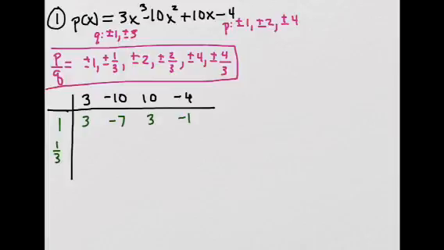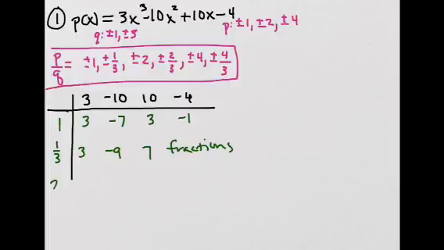Bring down the 3. 3 times 1/3 is 1. 1 minus 10 is -9. -9 times 1/3 is -3, because it's -9 over 3, so -3 plus 10 is 7. And this is where I'll stop, because 7/3 does not simplify to a whole number or an integer, and it's just going to give me more fractions, and I need integers, not fractions. So I'm going to stop right here.